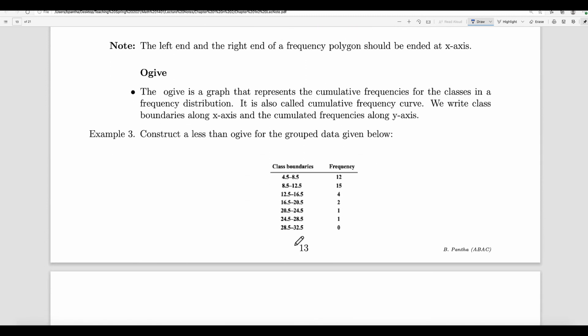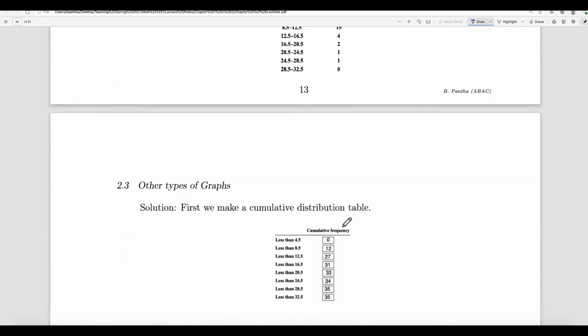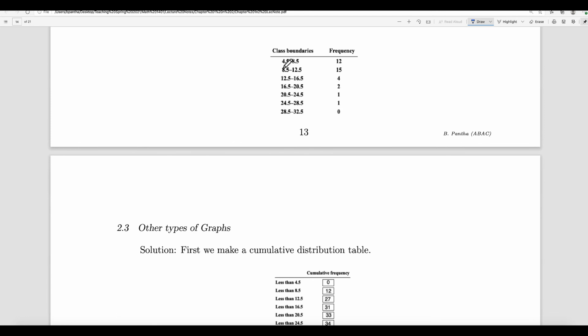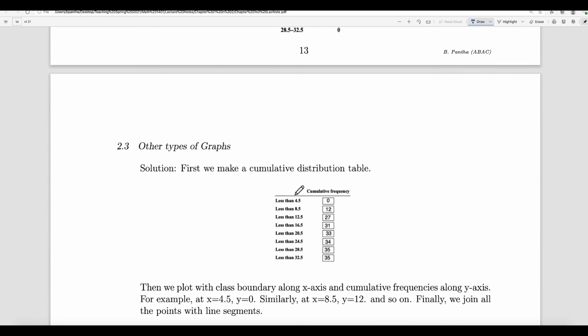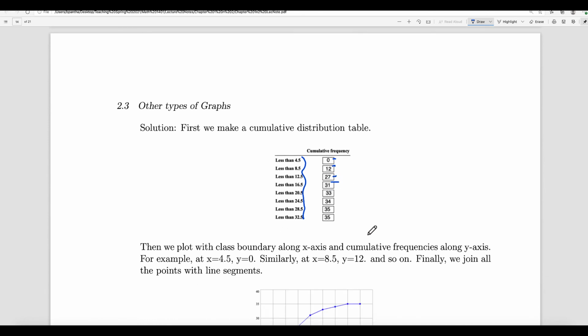What is the ogive? The ogive is similar to the frequency polygon, but we plot the cumulative frequency, not the frequency. In this example, first of all we need to find the cumulative frequency table. How do I do that? Less than 4.5 is 0, less than 8.5 is 12, less than 12.5 is 12 plus 15 is 27, and so on. After you find the cumulative frequencies, you plot the class boundaries along the x-axis and these values along the y-axis, and then join them.